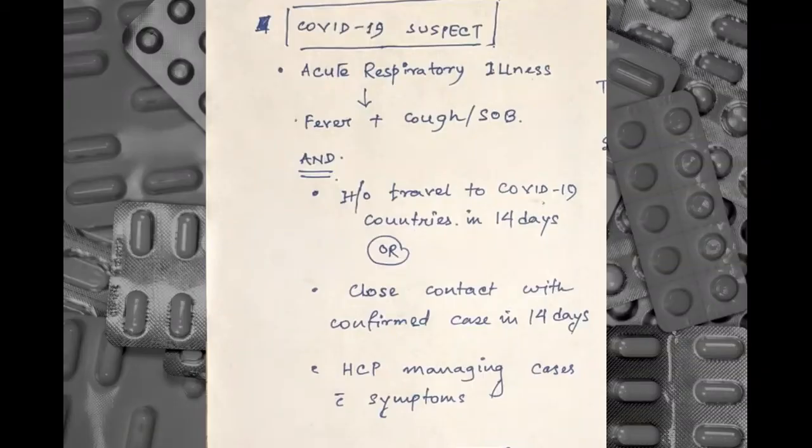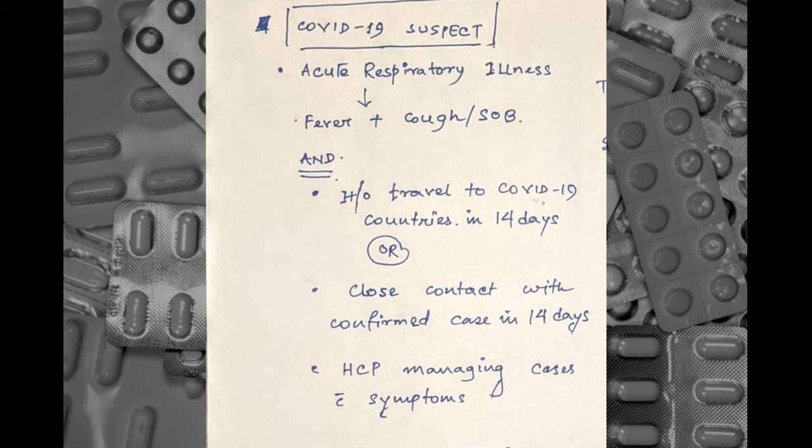So let us start. So first we will try to know who is a COVID-19 suspect. So first of all, you need to see some symptoms in those patients, right? So here in these patients, you will find fever, and out of these two, cough and shortness of breath, at least one should be present. Or there may be a close contact with the confirmed case within 14 days again. Along with this, there should be a history of travel to these COVID-19 affected countries within 14 days.